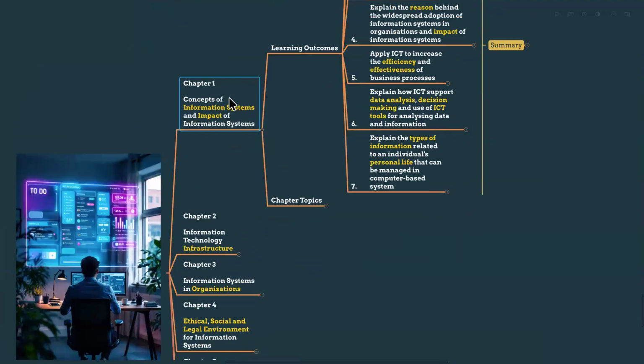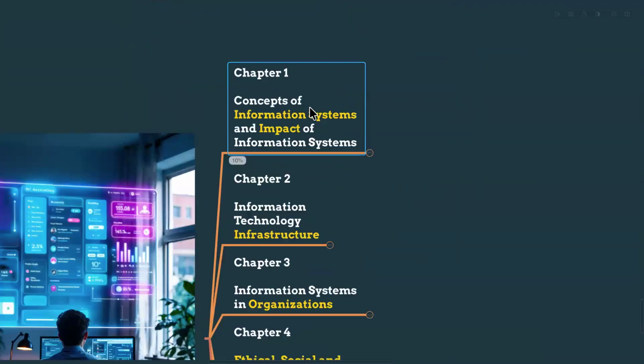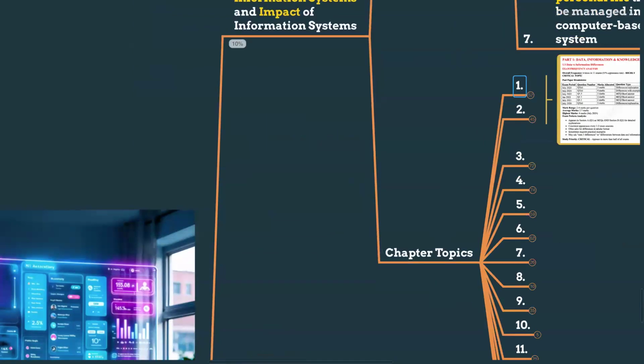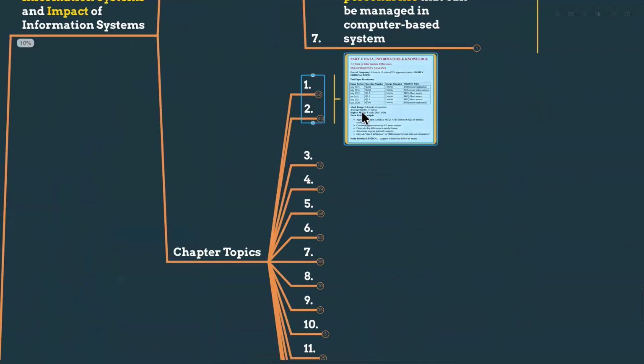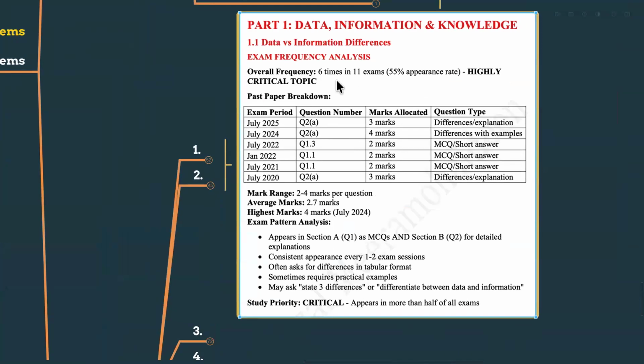chapter 1. I think this chapter 1, if I'm not mistaken, is considered 10% of your syllabus, right? So 10 marks you can definitely expect, right? So let's move to the chapter topics. My dears, I have some analysis, but it's not finalized yet, okay? So for each and every topic, I will introduce you to the exam analysis, right?